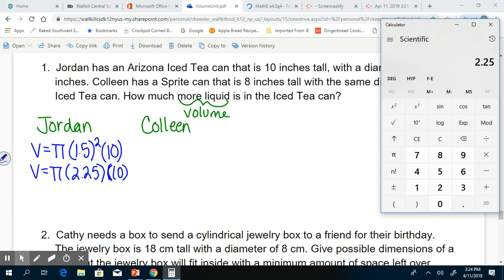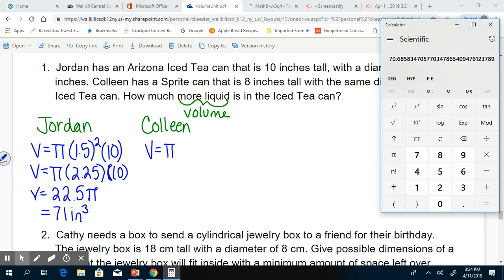Multiplying that out, we have volume equals 2 1/4 times 10 is 22.5, and then times pi, to the nearest whole number, is about 71 inches cubed. Then for Colleen, same idea, volume equals pi times, the Sprite can is 8 inches tall, and with the same diameter, so 1.5 squared times 8.